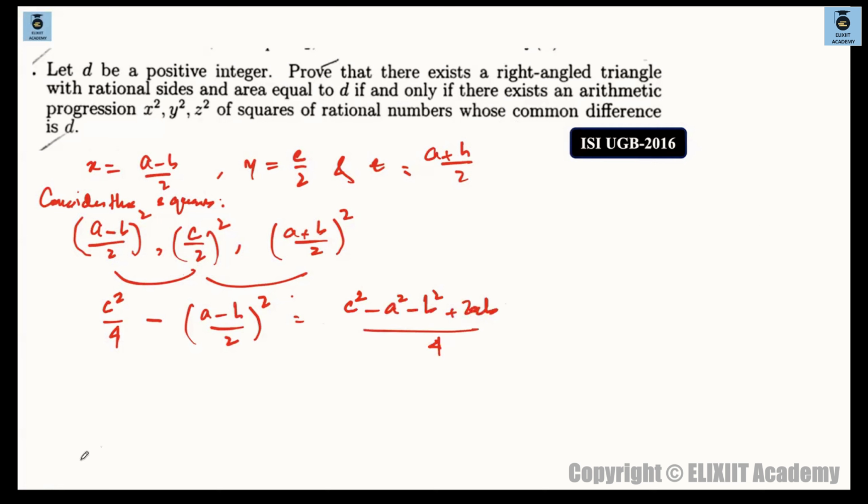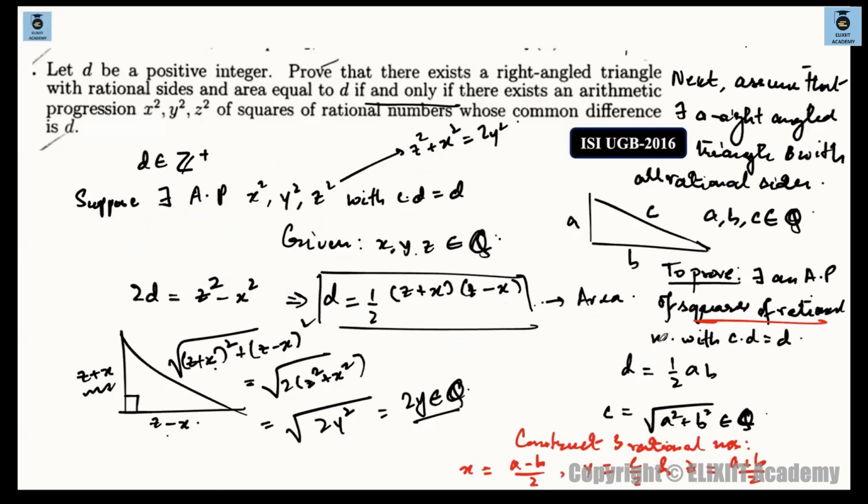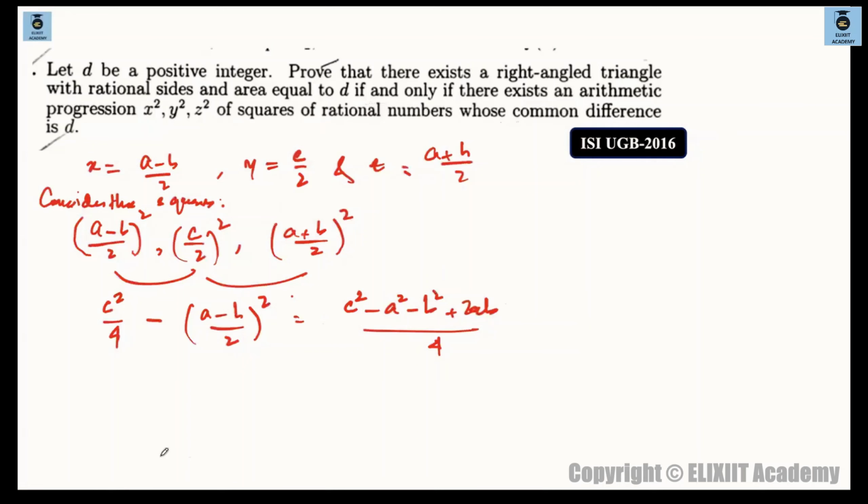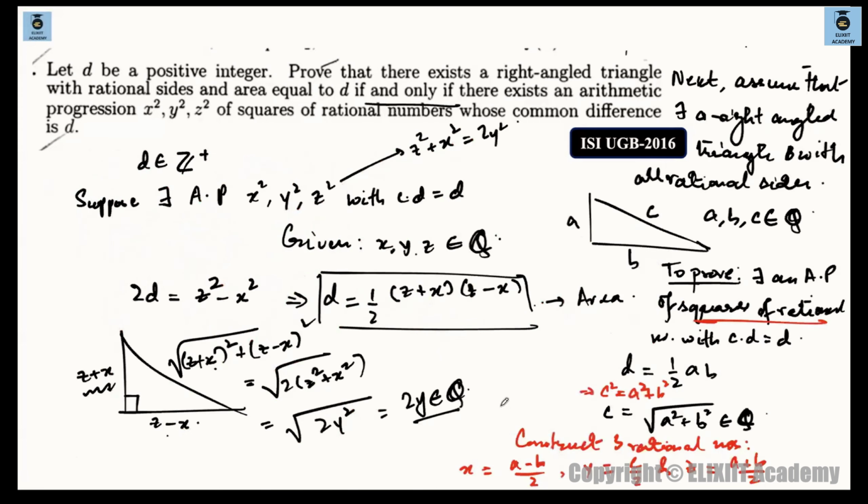And we know from the previous part that c is the square root of a² + b², that is, c² = a² + b². So a² + b² and a² + b² cancel out. What remains? 2ab by 4, that is ab by 2, which is d. That is what d is.